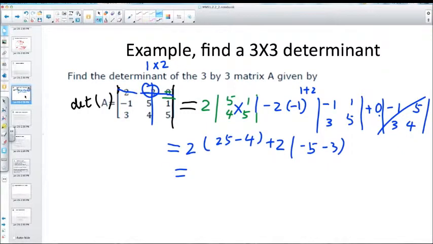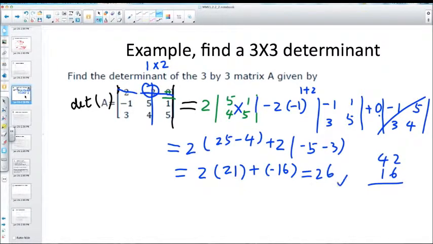And then it's 2 times 21, plus negative 8, negative 16. So it's 42 minus 16, which equals 26. You're done. So that's how you calculate.